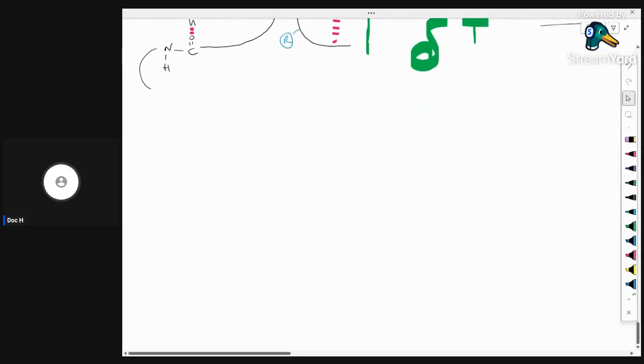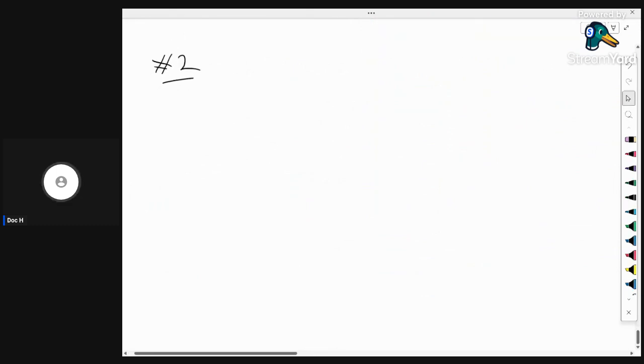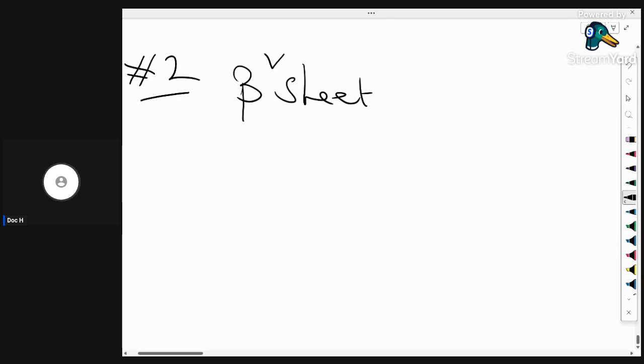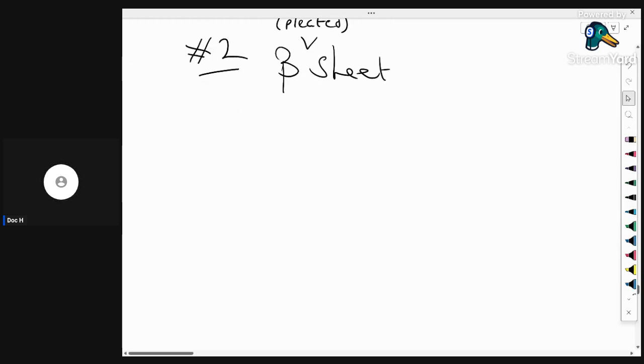So that's the first one. We don't just have to form a helix, though. There is a second option available to us. I mean, there are more actually, but at A level you need to know two. And this is called a beta sheet. Okay, it's sometimes called a beta pleated sheet. So in here, sometimes we put the word pleated because it has a pleated structure.